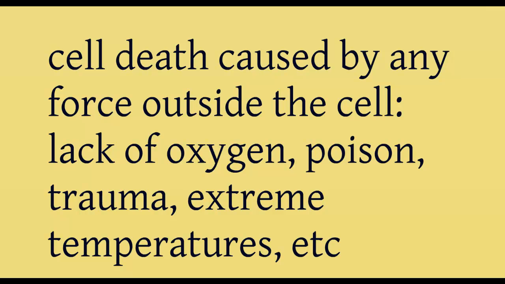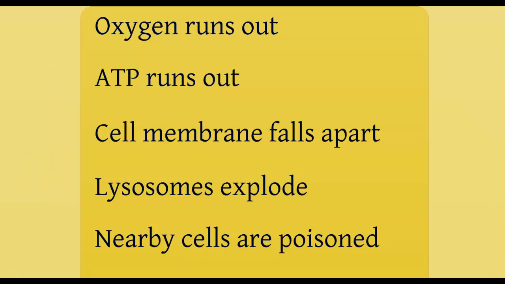Here is the process of necrosis. Something happens to make oxygen run out. At that point, ATP can no longer be made in sufficient quantities, and so ATP runs out. The only reason the cell membrane was staying intact was it had a steady supply of ATP, so without the ATP, the cell membrane falls apart, and the contents of the cell leak out, including lysosomes, which are little vacuoles, little packages of poison, enzymes that eat tissue.